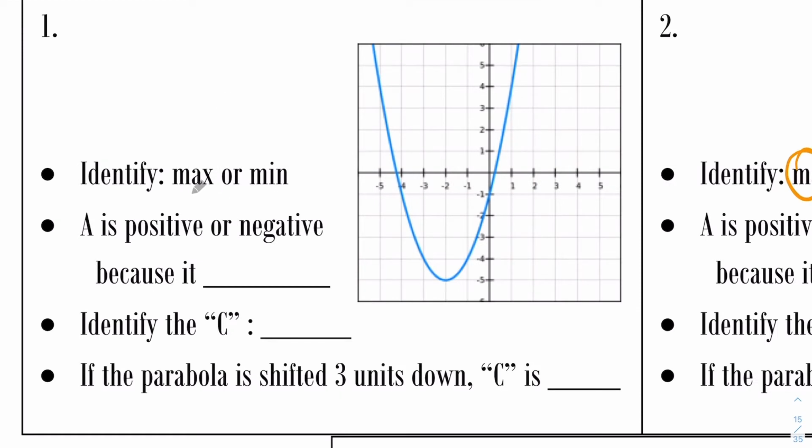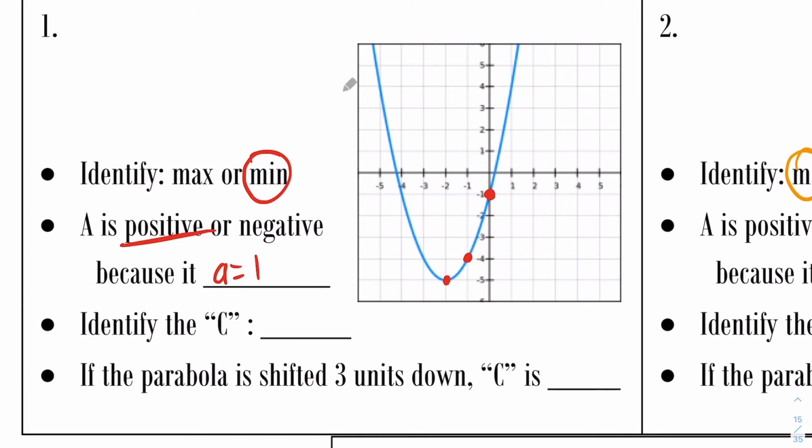Starting with the first thing number 1 wants us to label. Is it a maximum or a minimum? Since this graph is opening upwards, it's a minimum. Since it's opening upwards, a is positive. And if we look at just how these numbers are changing, if we look at the vertex, and if we go one number to the right, we are only going one number up. If we go 2 numbers to the right of the vertex, we're going 1, 2, 3, 4 up. So this is following the same pattern as the parent function. Since it's following the same pattern, a has to be 1.